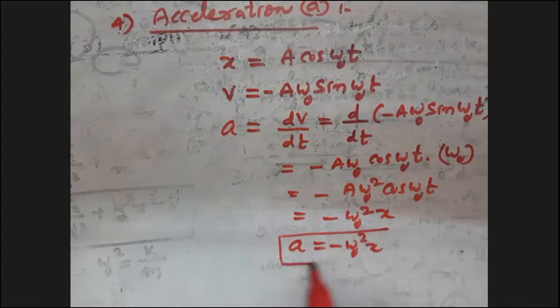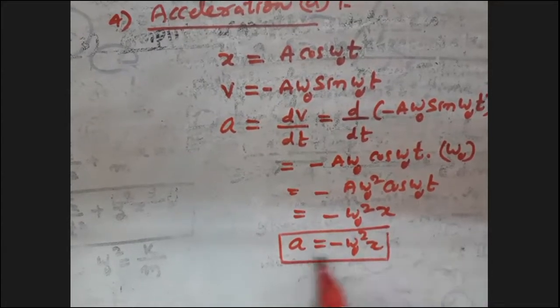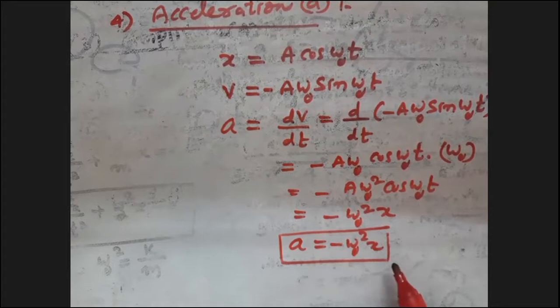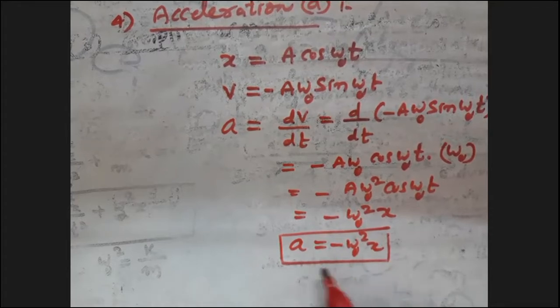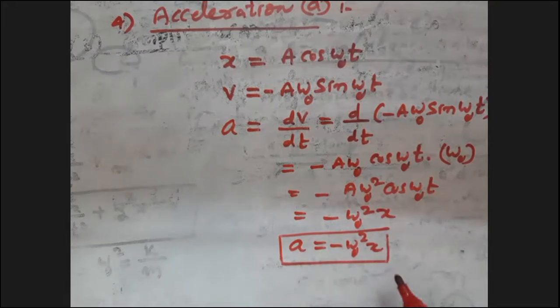This is the equation we already discussed previously. So here a is proportional to minus x, so the condition is satisfied. Acceleration is directly proportional to displacement, where the minus sign indicates acceleration and displacement are in opposite directions.